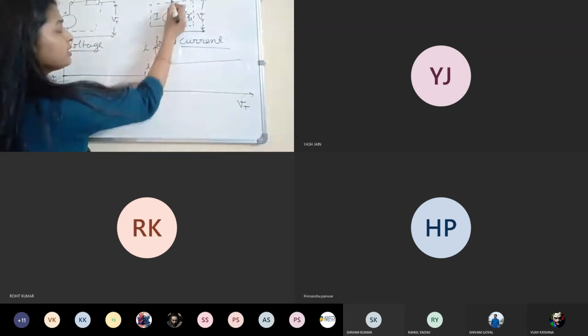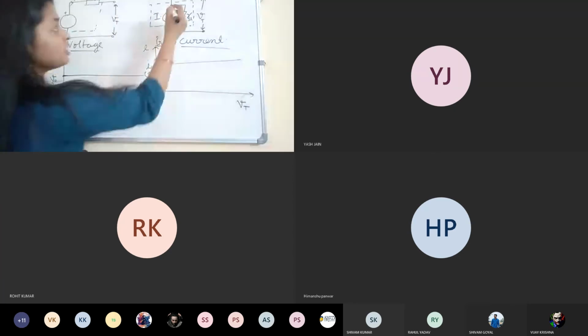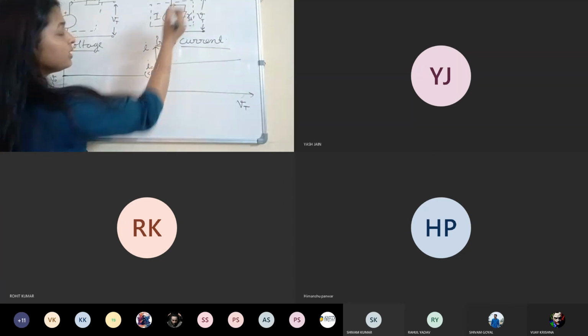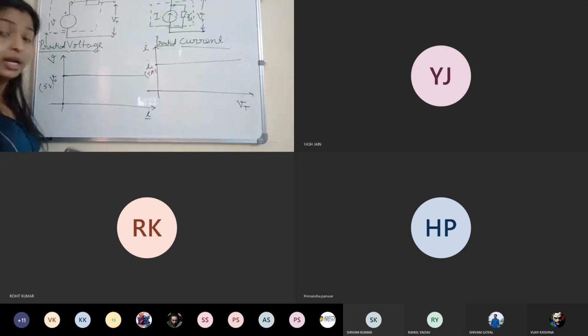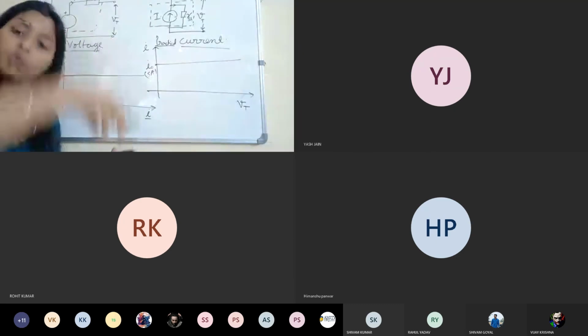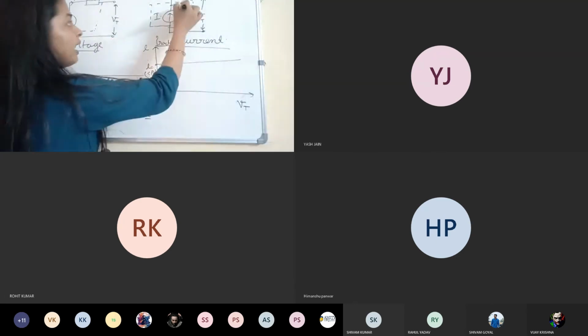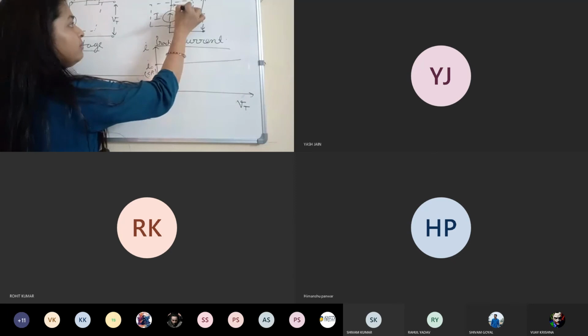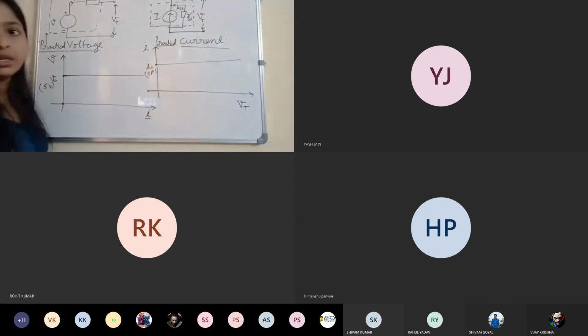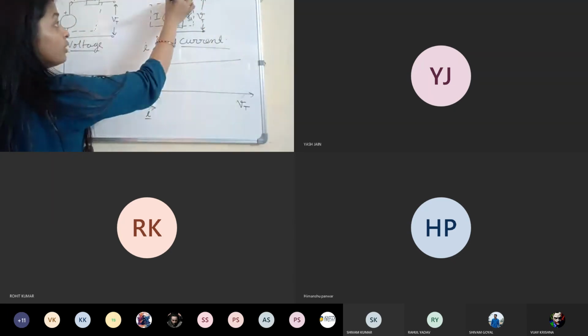Now, after this point, this I is dividing into two parts. Which parts? One part goes through the internal resistance, or it is being dropped across its own terminal. I name the term ISH. And the rest of the current is going through the circuit.